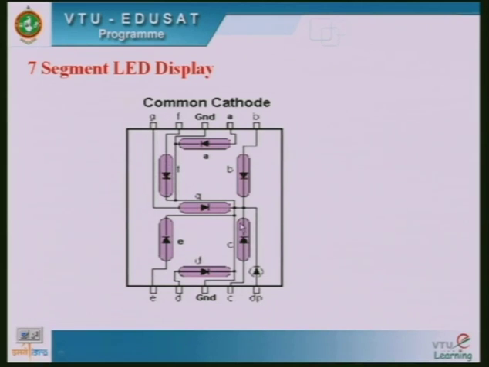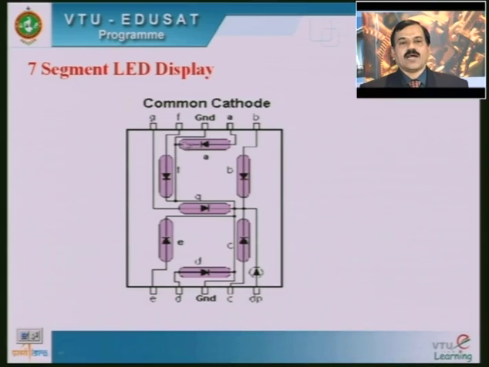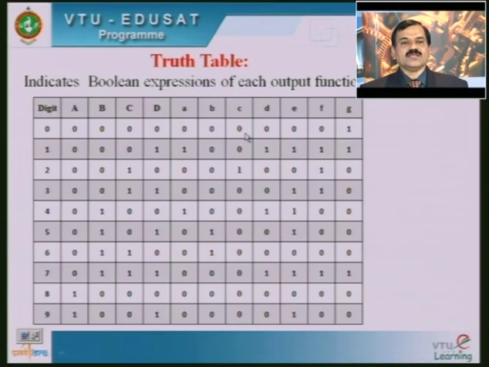Similarly, C must be made high to glow this particular segment, and D must be made high to glow D, and to glow this particular diode E, E must be made high with respect to ground. So in this particular chip we have seen that all cathodes are made common. That's why this is a common cathode 7-segment display.